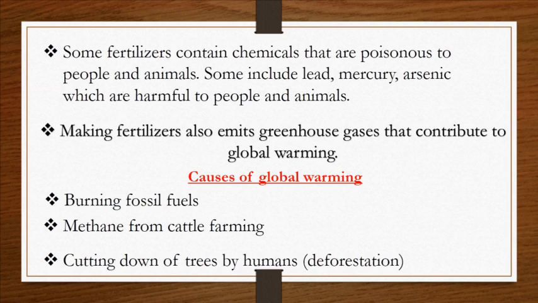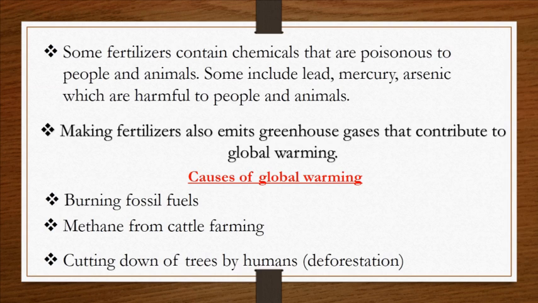Global warming is the slow increase in the average temperature of the Earth's atmosphere because an increased amount of heat from the sun is being trapped in the atmosphere and not radiated out into space.